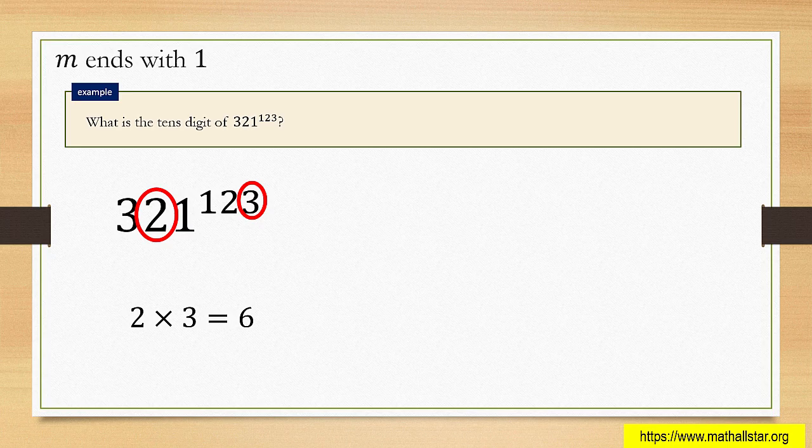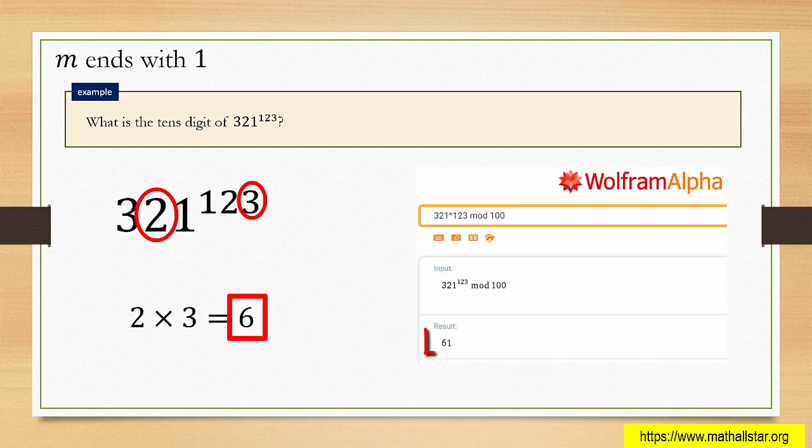Let's check our result using Wolfram Alpha. The answer is indeed 6. Did you get the correct answer? If you want to know why this trick works, check out the link in the description or go to www.mathallstar.org. Be sure you are very comfortable handling this case before moving on. All the following examples will rely on this technique as a basic building block.